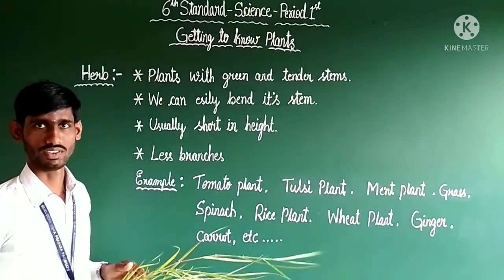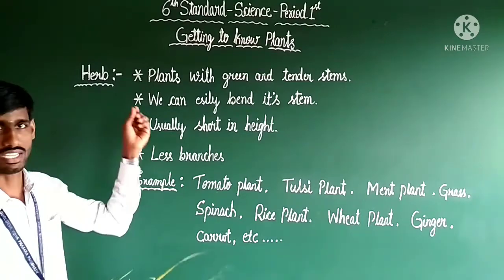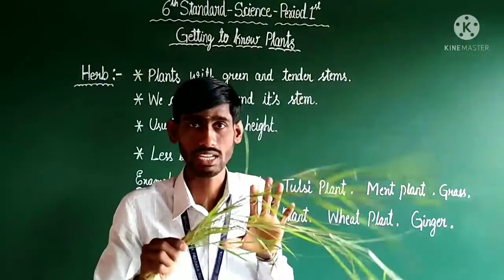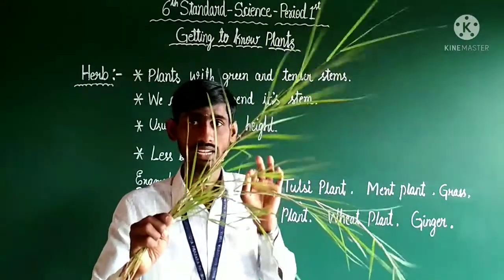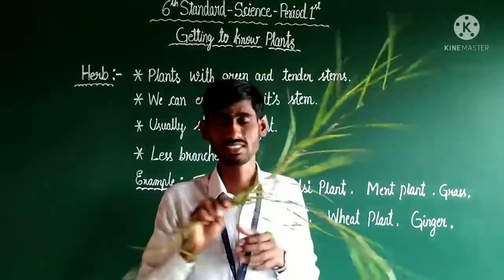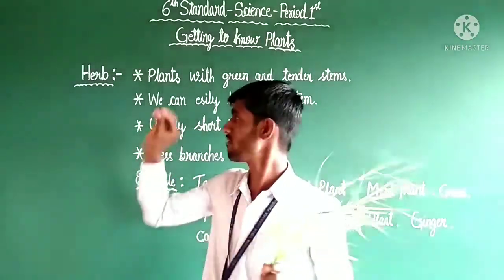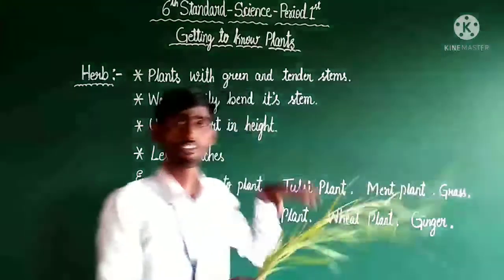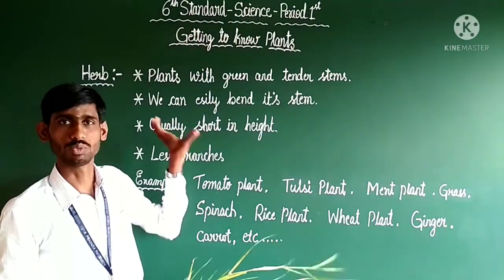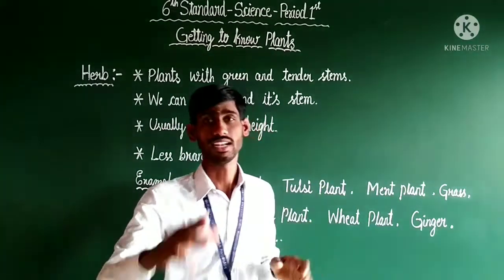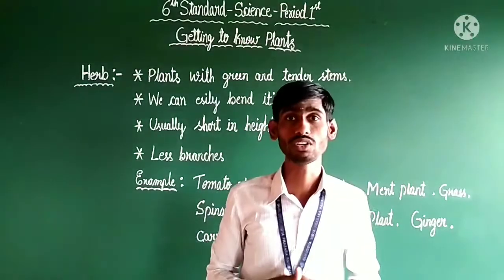These are all examples of herbs. Just recall once again. Herb has a tender stem, we can bend it easily, and also fewer branches and very short height. These are the basic important characteristics of herb. If any plant follows these characteristics, you may consider that it is a herb. Let us know about the next category.